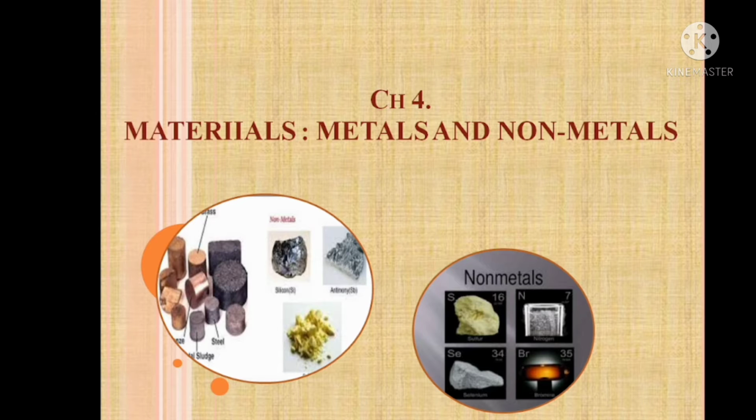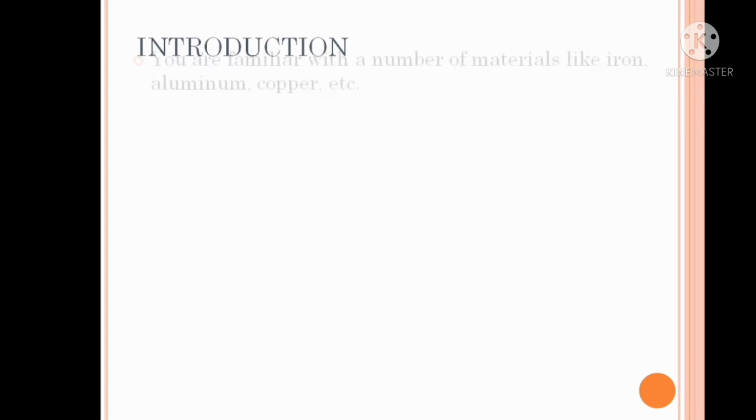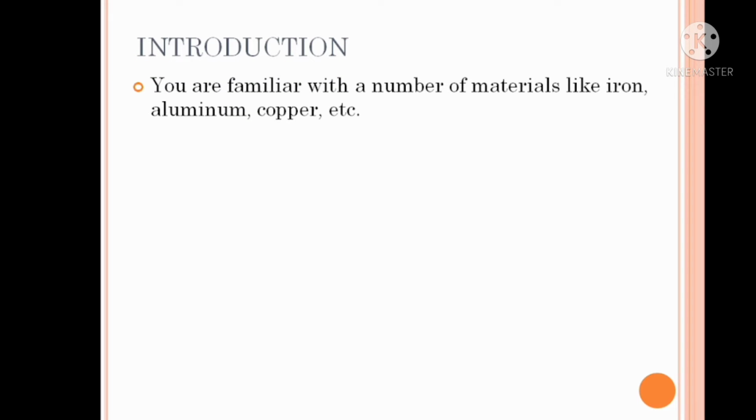Chapter 4, Materials, Metals and Non-Metals. Part 1, Introduction. In this chapter, we'll see that we are already familiar with a number of materials like iron, aluminum, copper, etc.